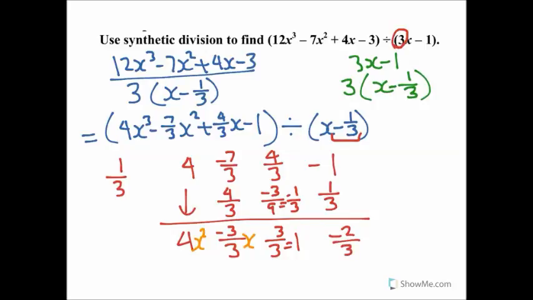This means that we have as our answer 4x squared minus x plus 1 minus our remainder over the denominator.